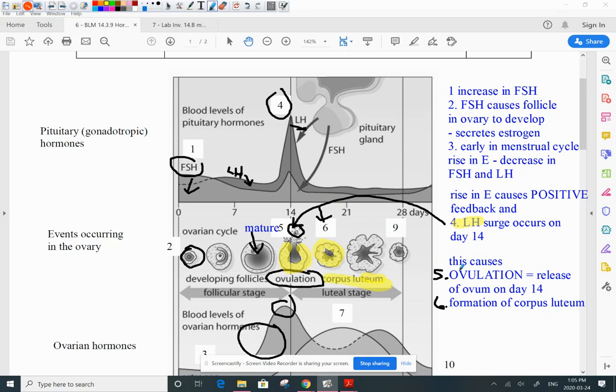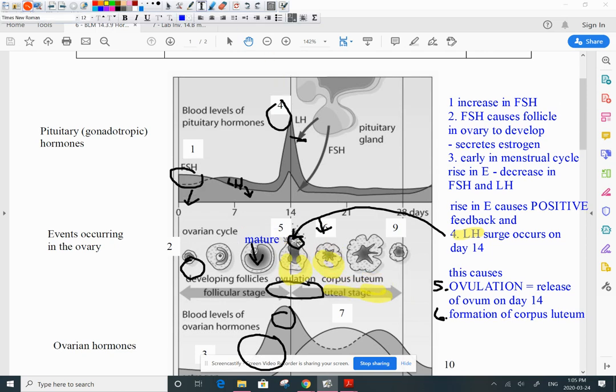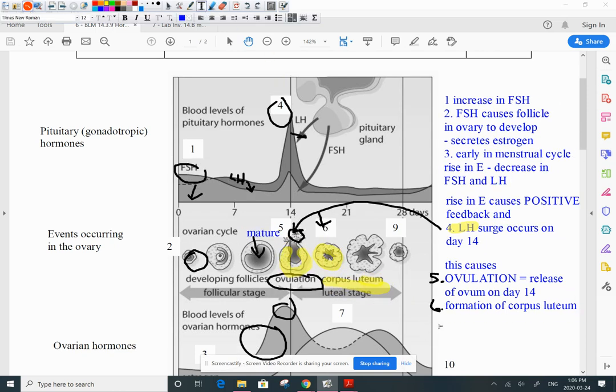It's causing ovulation and it's causing the formation of the corpus luteum. So what is the job now of the corpus luteum? Well, let me tell you. Number 7 here is what's happening. The corpus luteum, I'm abbreviating CL for the corpus luteum, secretes huge amounts of progesterone, which I'm abbreviating as P.